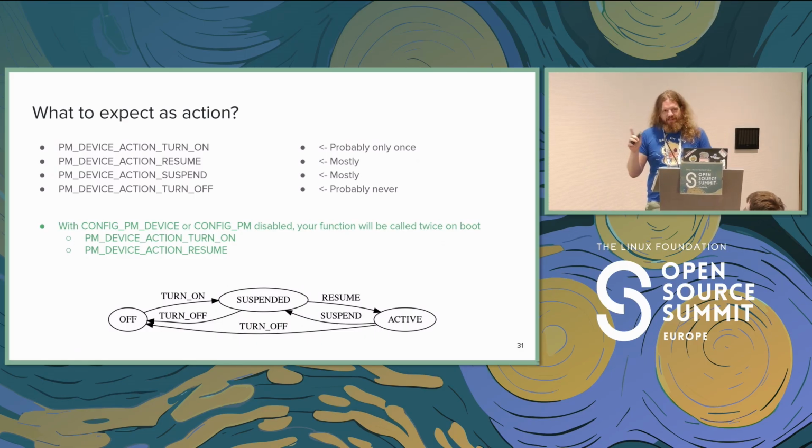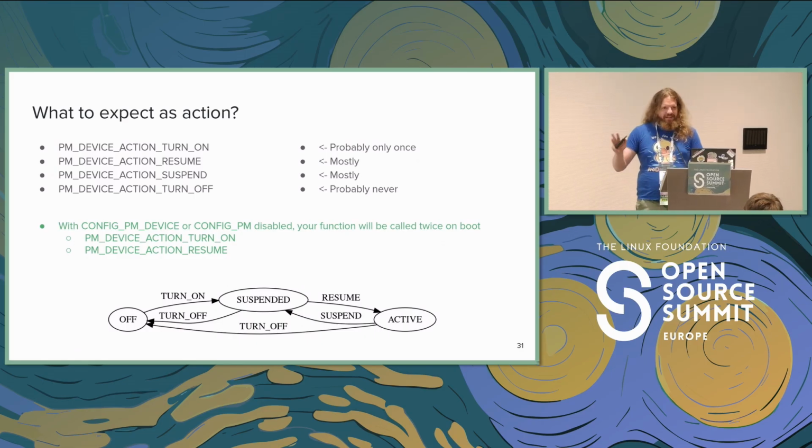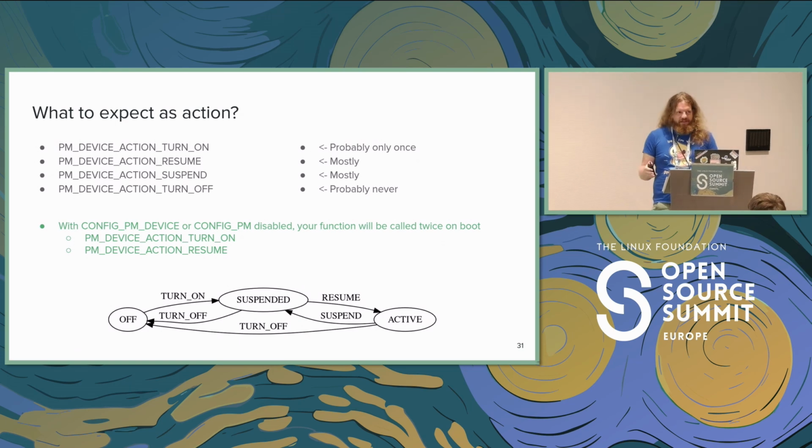If you don't do some shenanigans in the kernel, Zephyr itself will only call turn on once, though you can also turn it on from your application code. Turn off, Zephyr will never call, because Zephyr will start and run forever, and there's no need to turn something off. So turn off is probably never called, and suspend and resume you will see a lot. So turn on, do your initialization. Turn off, you can probably ignore it, and suspend and resume, do them properly.